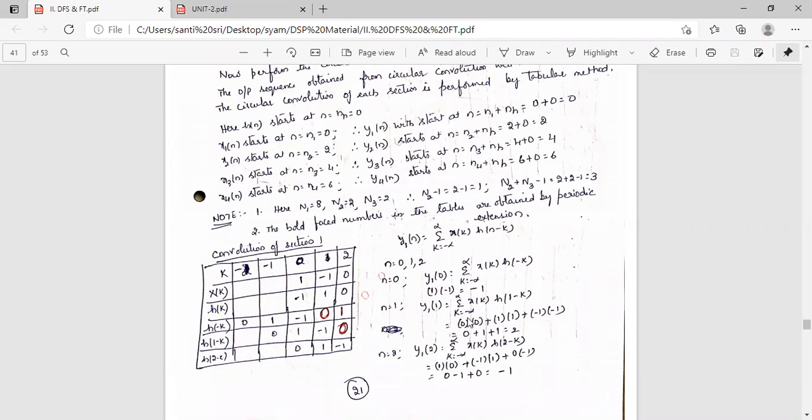So similarly, y1 of 1, so x of k into h of 1 minus k. So 1 minus k, the values are this one. So here 0 into 0 is 0, plus 1 into 1 is 1, plus minus 1 into minus 1 is 1, plus 1 plus 1 is 2. So this is 2. Similarly, y1 of 2, that is x of k into h of 2 minus k. 2 minus k values are this one. By simply substituting these values, this is 1 into 0 is 0, minus 1 into 1 is minus 1, plus 0 into minus 1 is 0. So its value is minus 1. Like this, we will calculate the values of y1 of 0, y1 of 1, and y1 of 2.